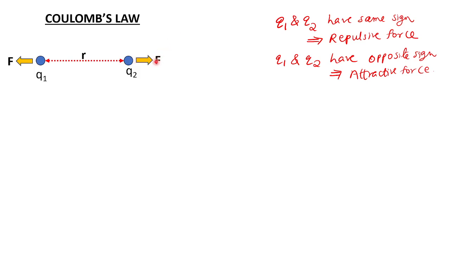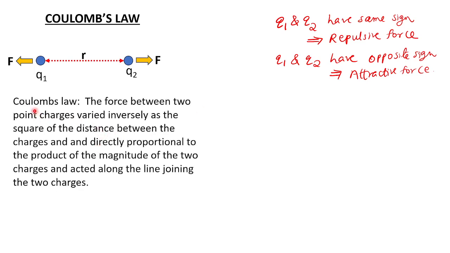Coulomb's law helps us to find the formula for finding force. Let me write the definition statement of Coulomb's law. Coulomb's law says that the force between 2 point charges varies inversely as the square of the distance between the charges and is directly proportional to the product of the magnitude of the two charges, and acts along the line joining the two charges. This statement you have to learn. Using this statement we can make the formula for finding force.